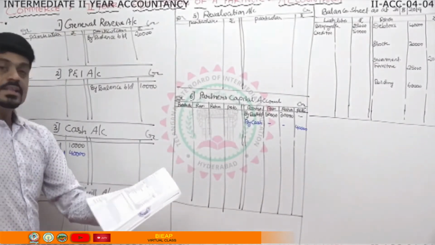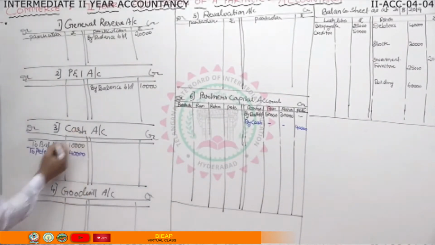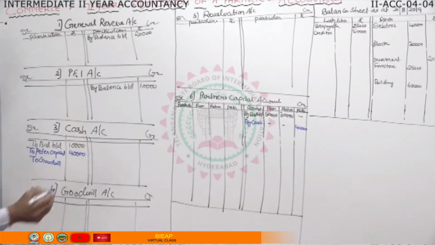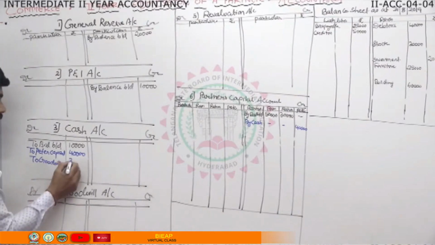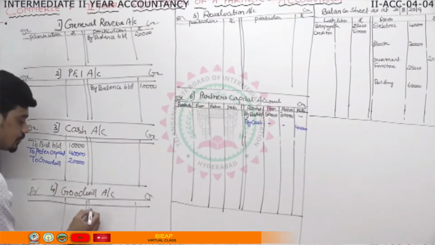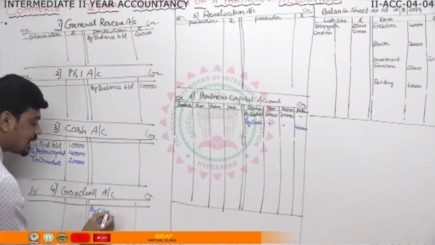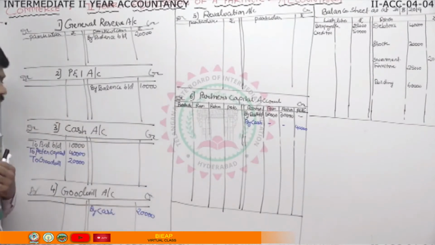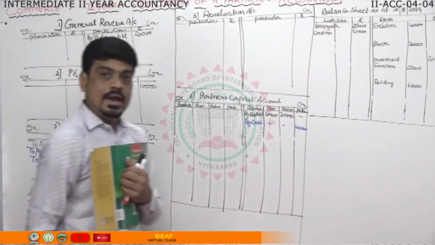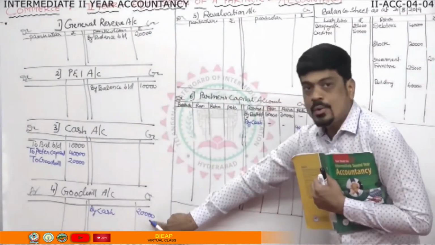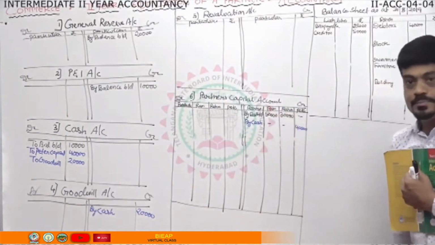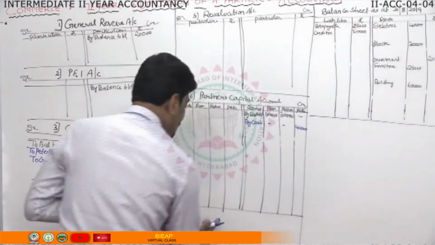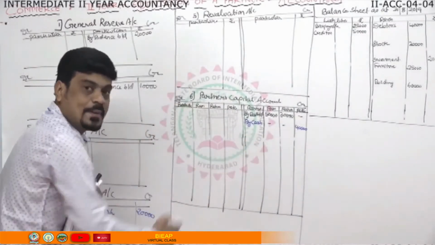Then 20,000 he brought as goodwill. So again, cash to goodwill. The amount of goodwill brought was 20,000. So in the goodwill account, by cash, 20,000. Now here you need to be very careful, because the goodwill brought should be distributed among the old partners. Who are the old partners? Ram and Rahim. So we'll do the working. I'm doing all the working for you below the capital because of space.